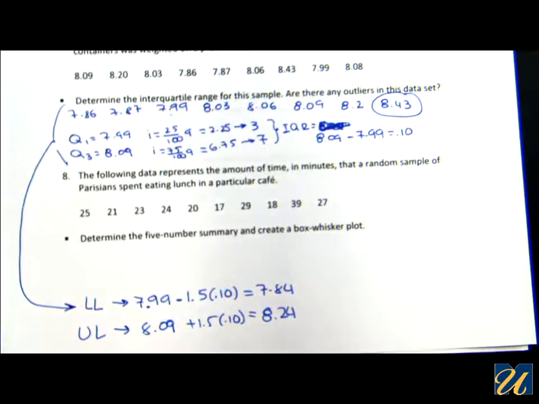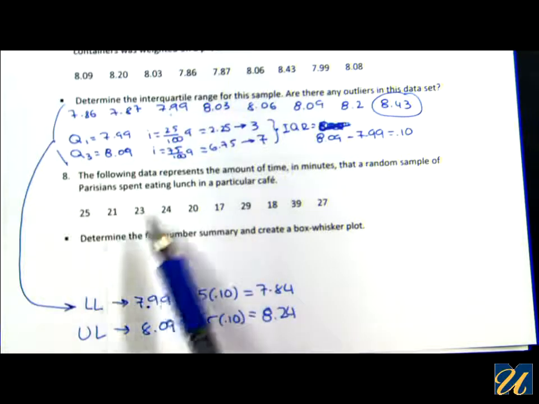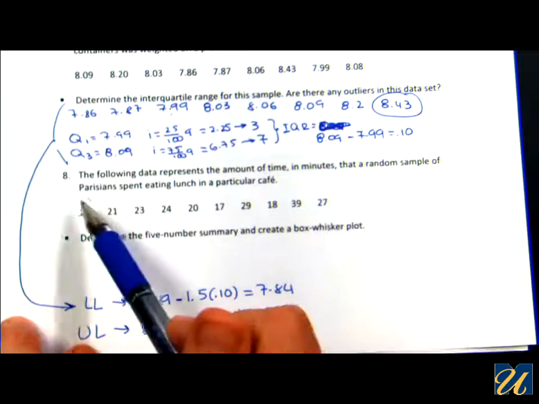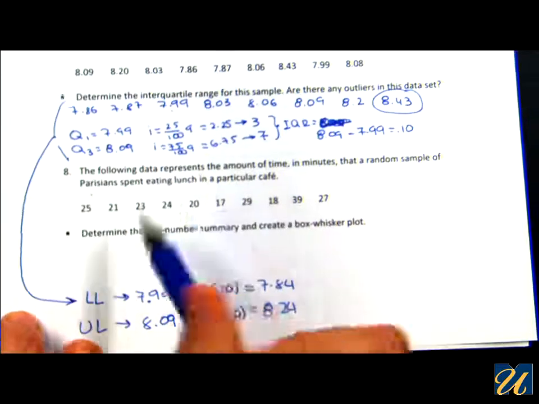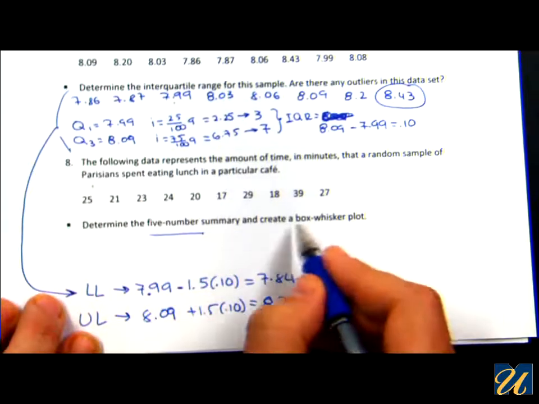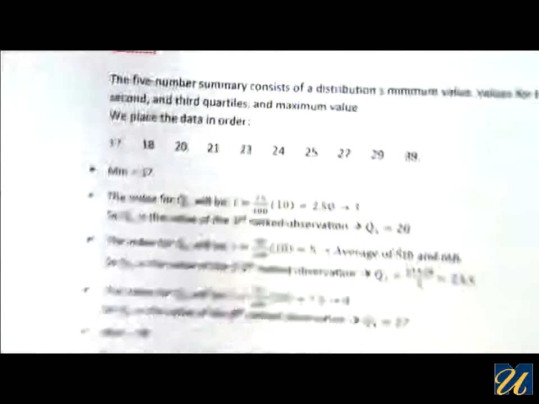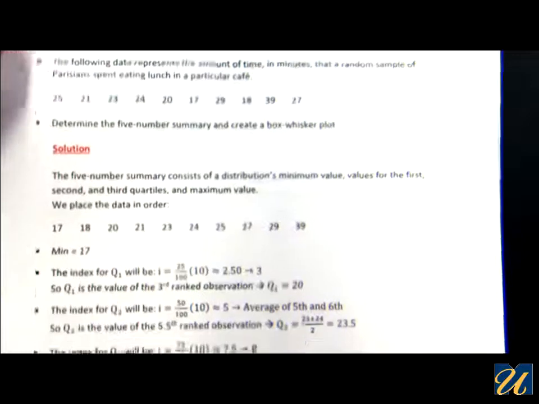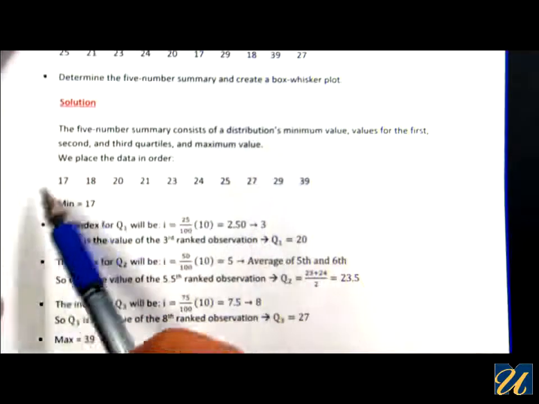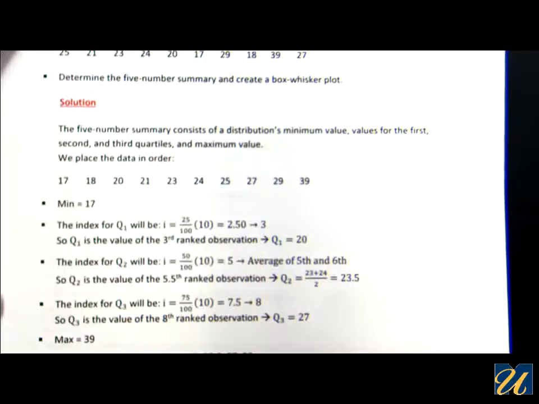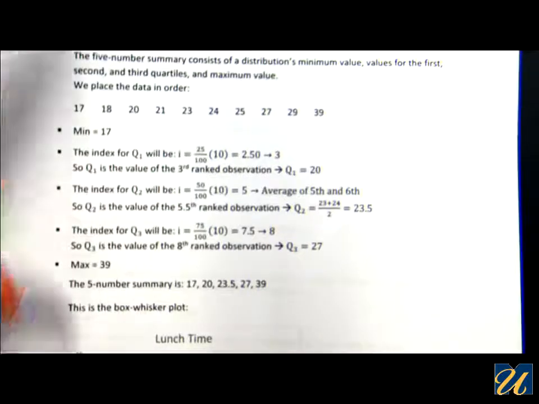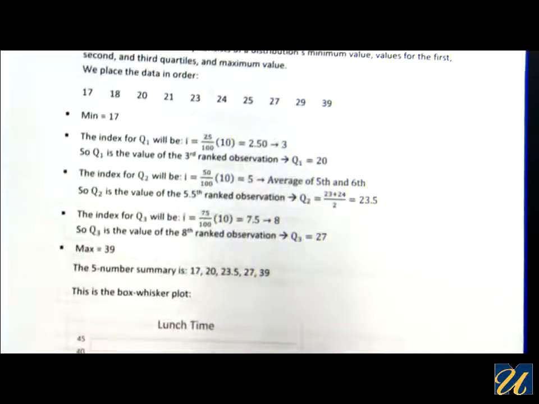Now, the following data, for problem number 8, represents the amount of time in minutes that a random sample of Parisians spent eating lunch at a particular cafe. We want to determine a 5-number summary and create a box and whisker plot. I have the solution with a bit more space here for this question. Of course, the 5-number summary consists of minimum, Q1, Q2, Q3, and maximum entry. We place the data in order. Minimum is 17, maximum is 39. We have to calculate P25, P50, P75.